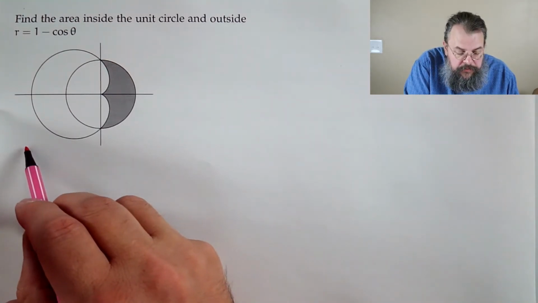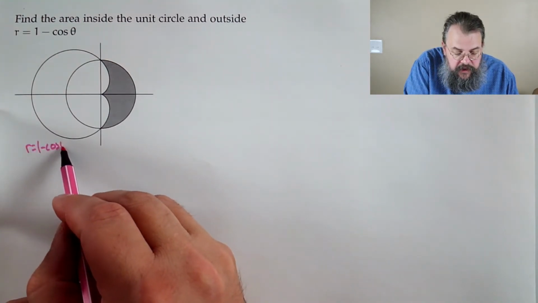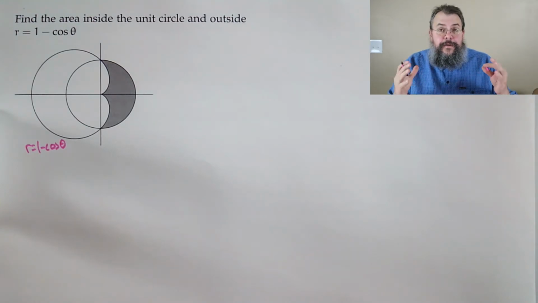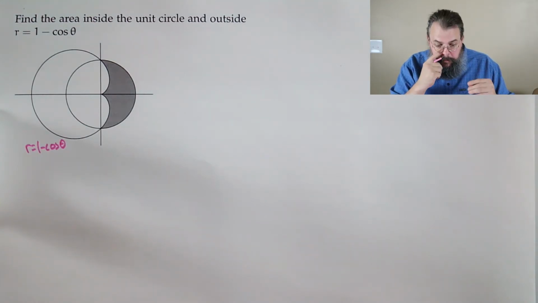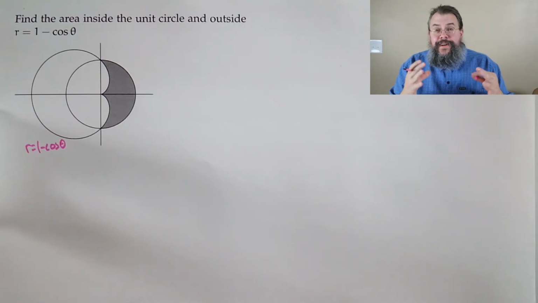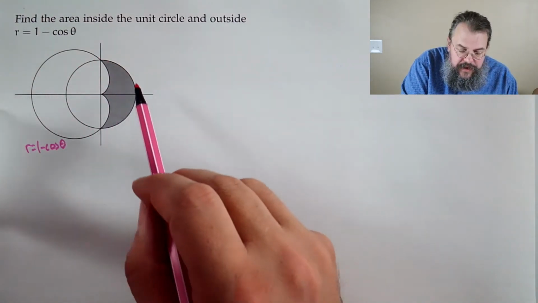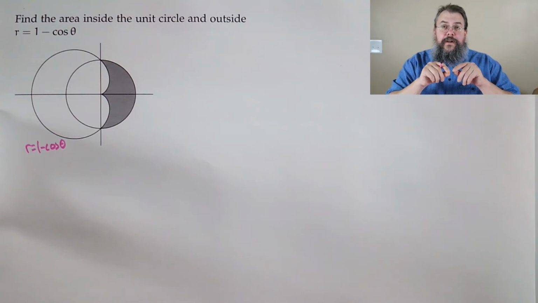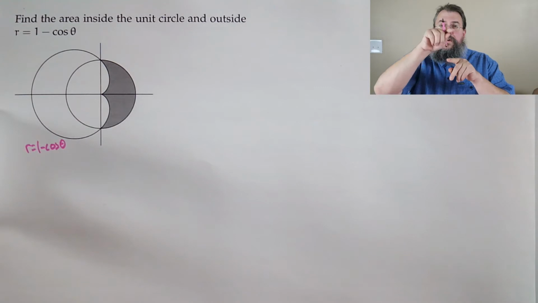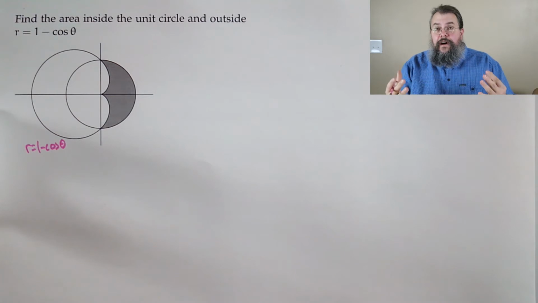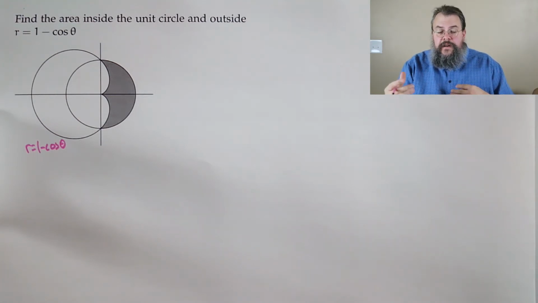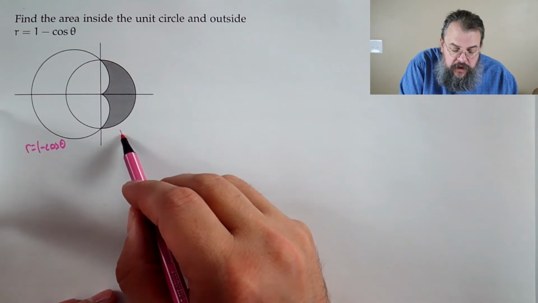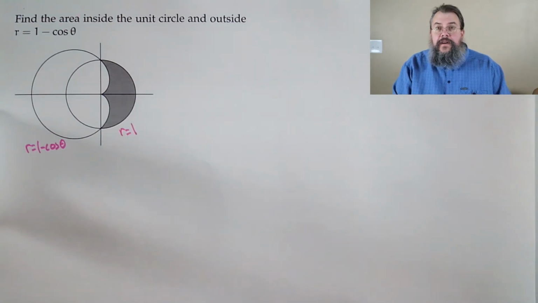So we'll just mark that: r equals 1 minus cosine theta. Now, we need to be outside of that, but we also need to be inside the unit circle. So we can see the unit circle here. We need to rewrite the unit circle in terms of polar coordinates. So what is the unit circle? Well, it's all the points which are distance 1 away from the center. If you think of r as the distance from the center, that means the unit circle is r equals 1.